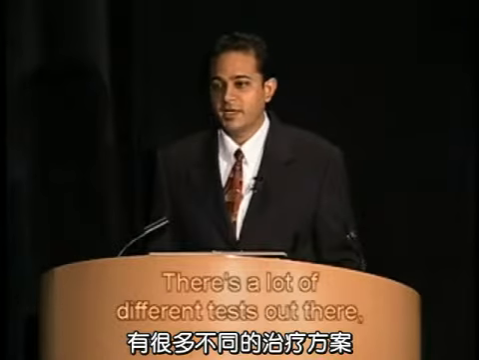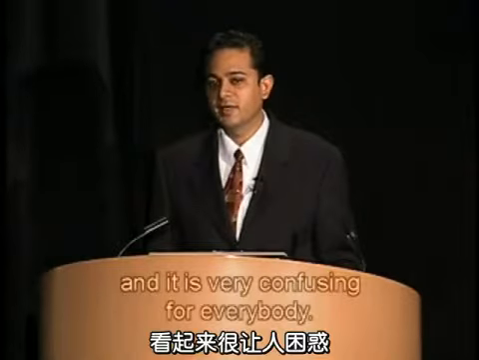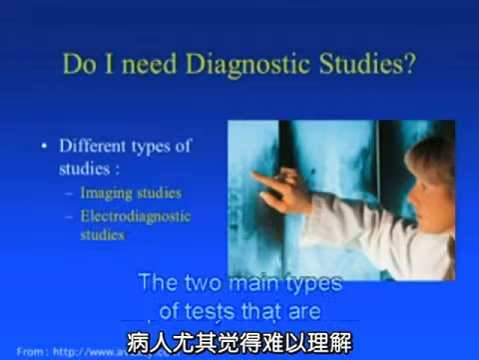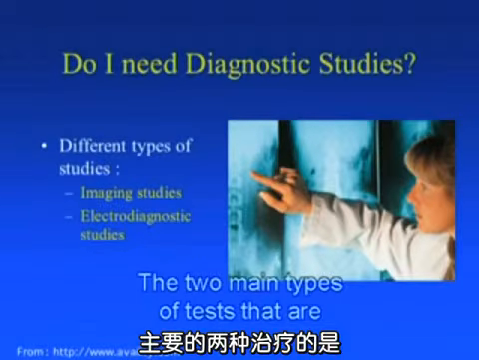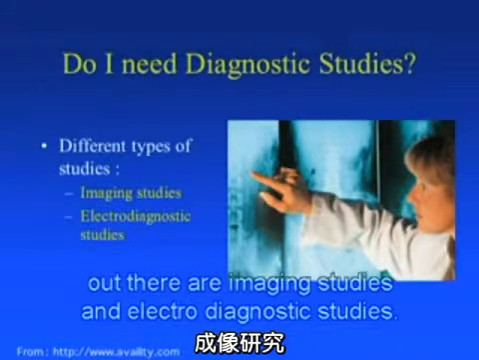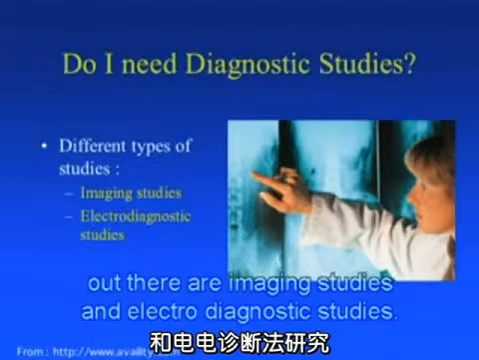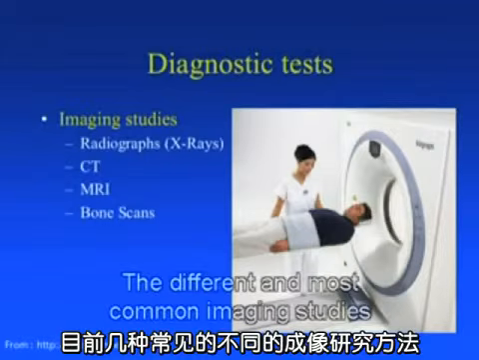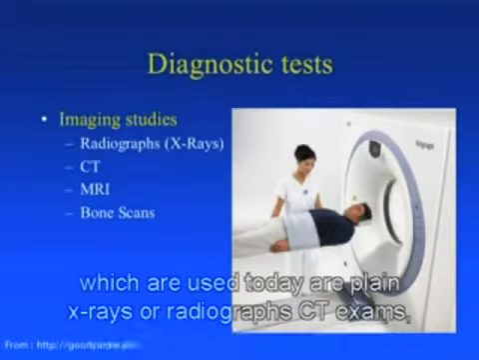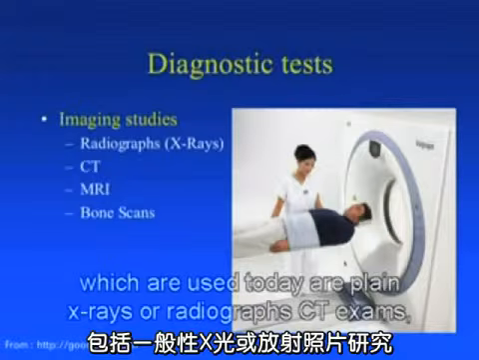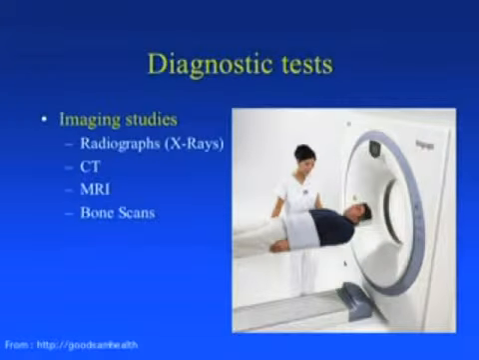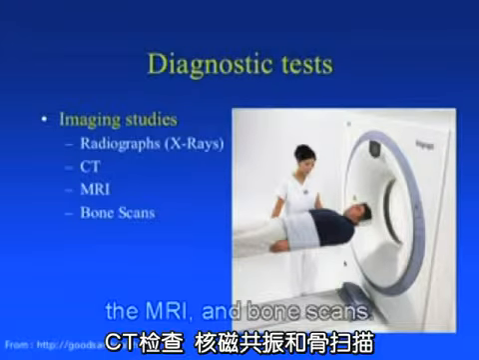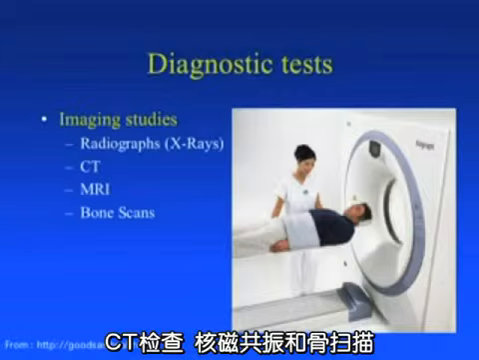There are a lot of different tests out there, and it is very confusing for everybody, especially the patients. The two main types of tests that are out there are imaging studies and electrodiagnostic studies. The most common imaging studies used today are plain X-rays or radiographs, CT exams, the MRI, and bone scans.